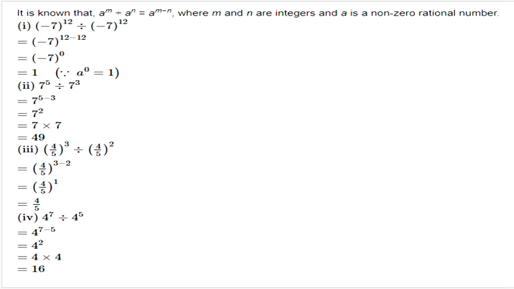Question 2, find the value of number 1, minus 7 raised to 12 divided by minus 7 raised to 12. So here again we are dividing. So that makes it minus 7 raised to 12 minus 12, minus 7 raised to 0. Anything raised to 0 is 1. So this is how we solve.